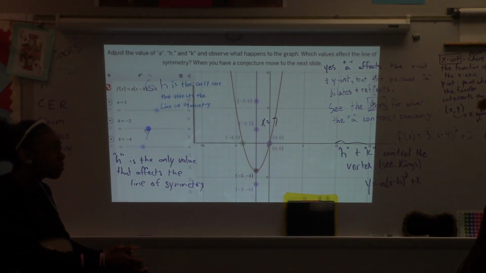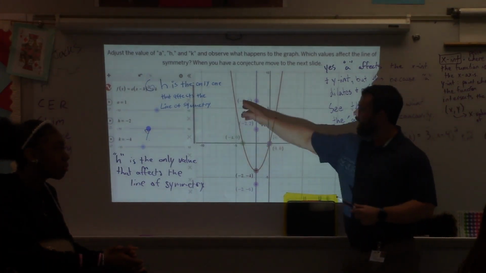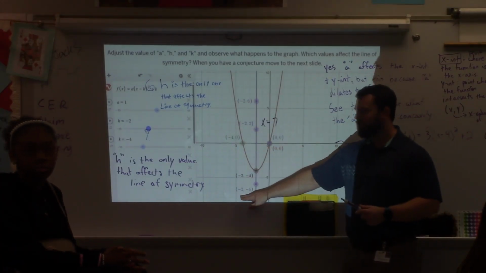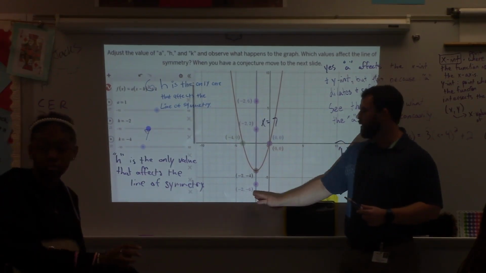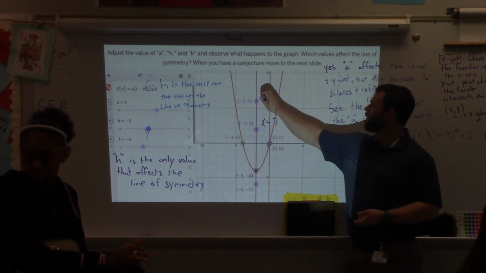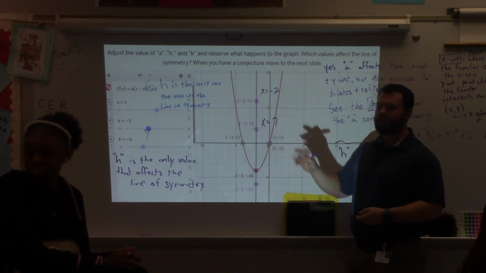So what if I change my h to -2? What does every point on the line of symmetry have now? -2. Right? For the x value. So what would that equation be for this line of symmetry? X equals.